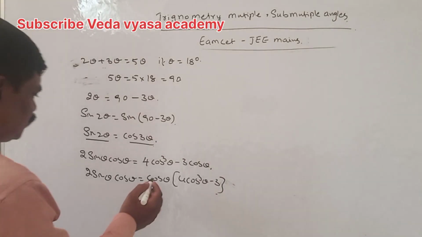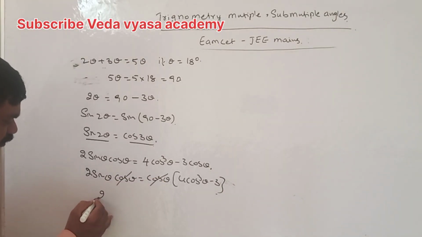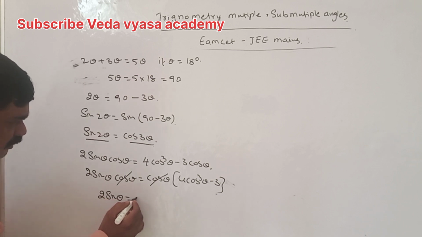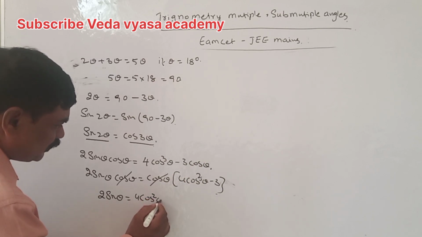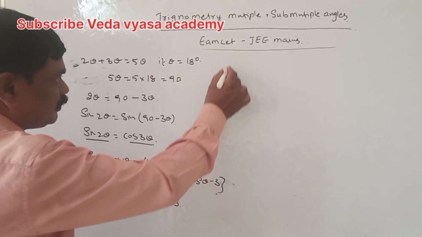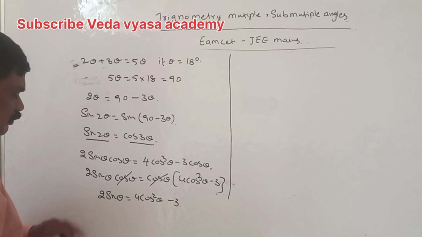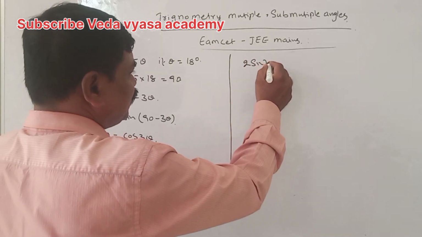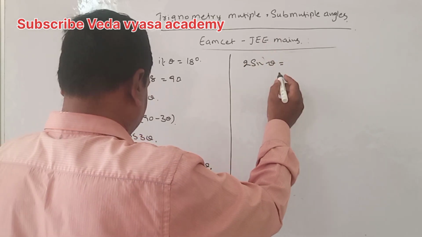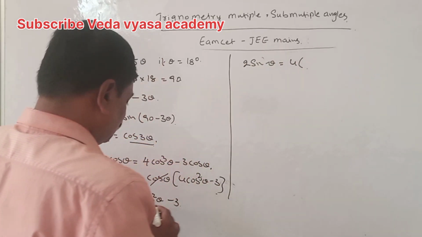So we have cos theta cancel. 2 sin theta is equal to 4 cos square theta minus 3. Okay, all of you. So we have this one: 2 sin theta is equal to 4 into this value.